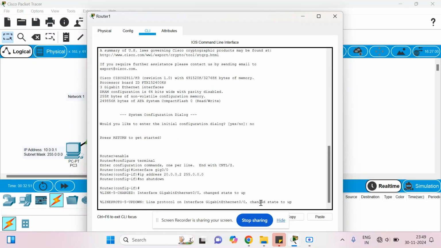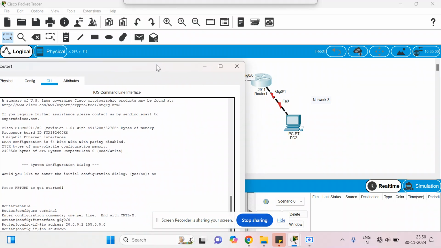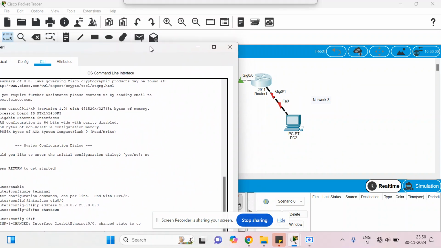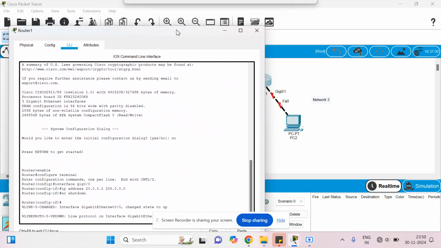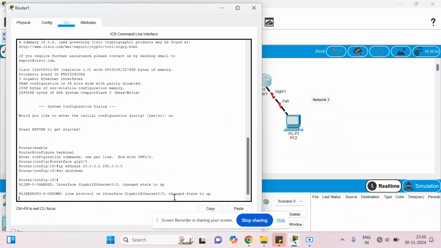Now this interface also changed state to up. Now you can just check over here that both the interfaces are green. This network is up now, network 2. Now we will configure the second interface of second router, gig 0 by 1, which is connected directly to the PC. Right, so this is gig 0 by 1. So we will configure this.